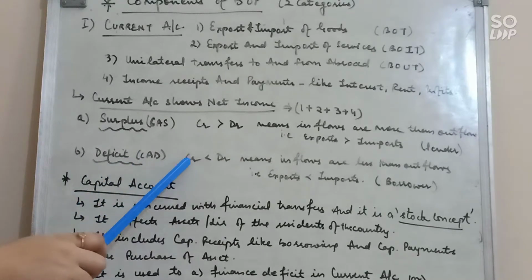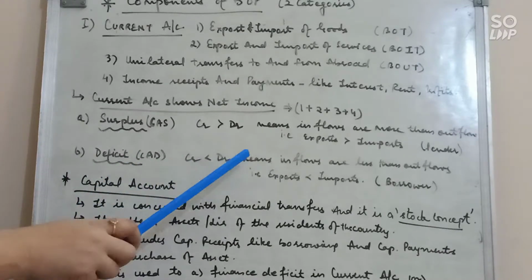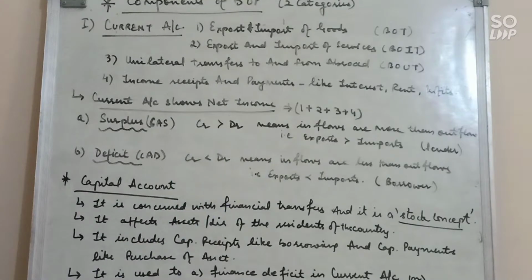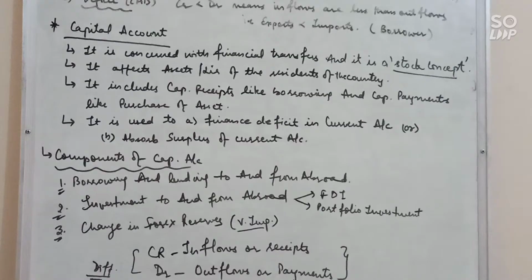Second is current account deficit. It arises when credit side is less than debit side. It means inflows are less than outflows, which indicates that exports are less than imports. And here, the resident of the country is a borrower to the rest of the world. Clear?